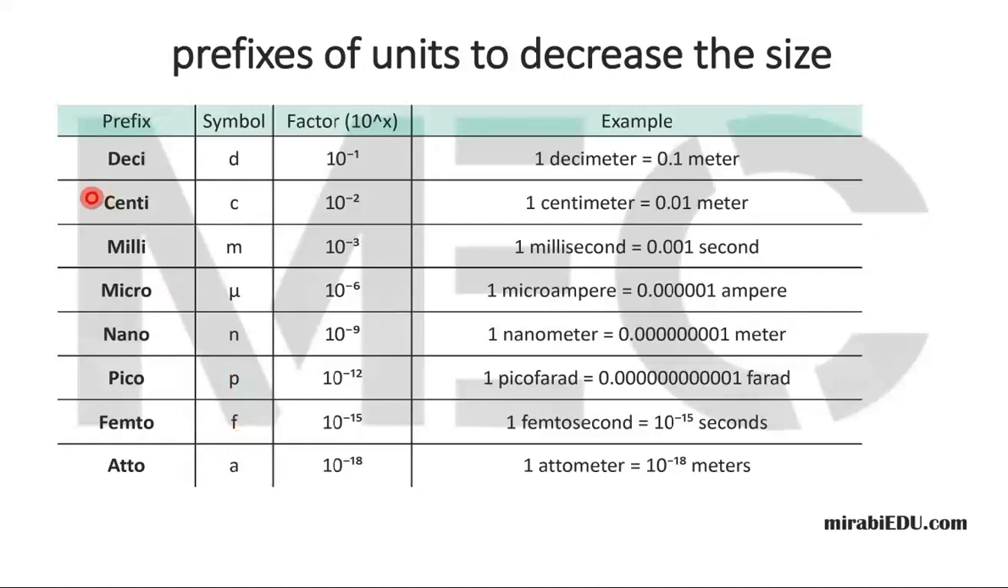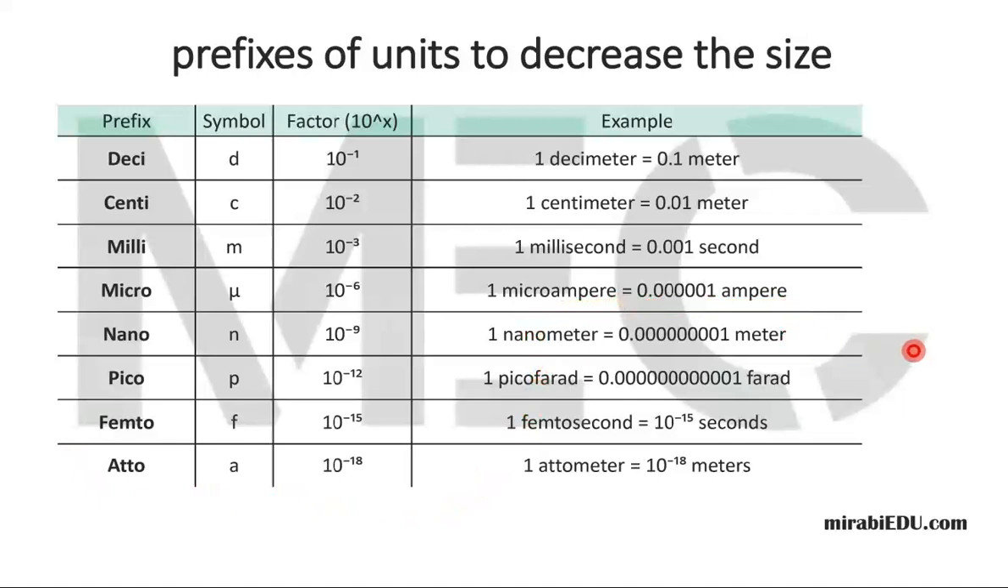So deci, centi, milli, micro, nano, pico, femto, atto. Okay, so we need to memorize these. For example, a microampere is 1/1,000,000th of an ampere.